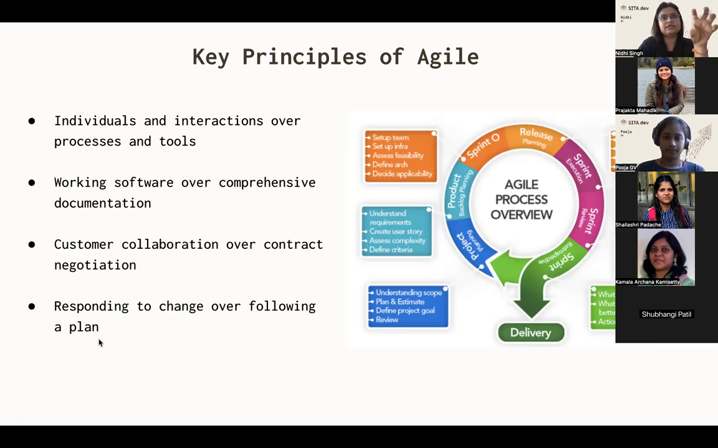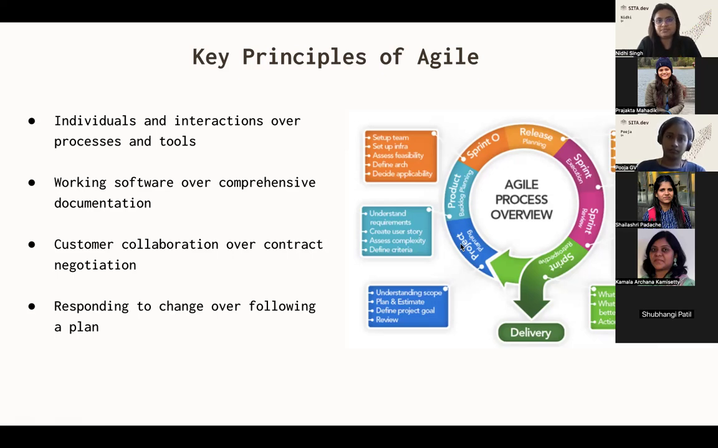So we are working in small chunks of time, which is called a sprint. These are the fundamentals and key principles of agile. Here it's showing the sprint, like sprint 0. First we do the project planning. A sprint usually lasts for 2 to 4 weeks.